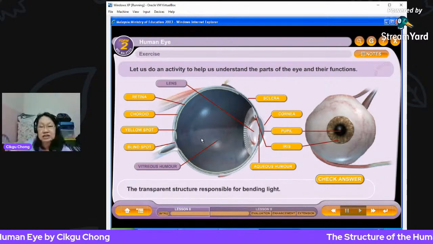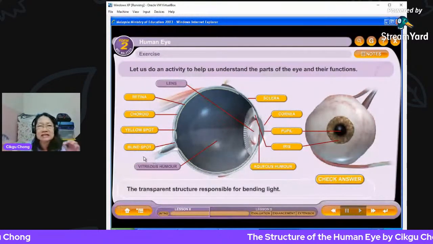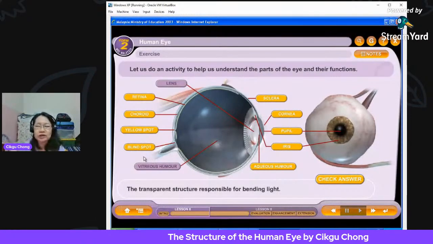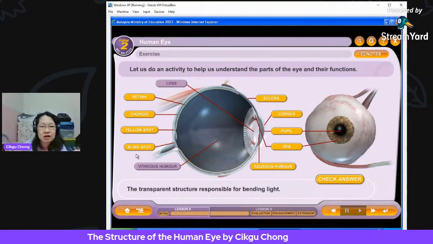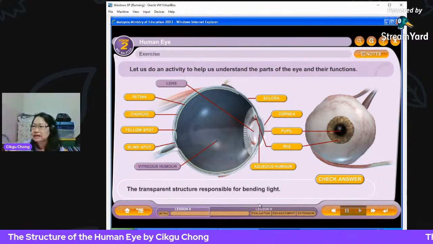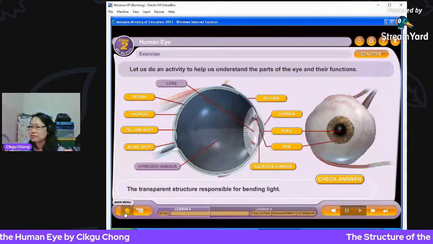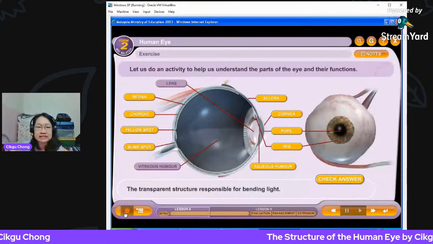Okay, let me continue a little bit more. How do we see, actually? What is the mechanism of sight? Okay, let's look at that. I will not go through all of this because it takes a long time. Your exercise will be in your book. Okay, let's see how we see.